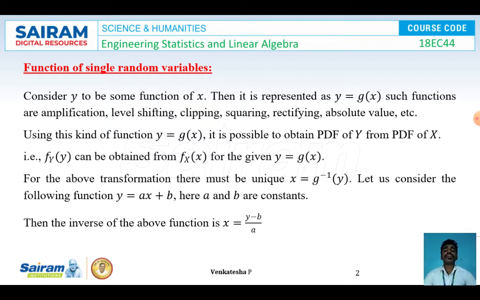So using this kind of function y is equal to g of x, it is possible to obtain the PDF of y from the PDF of x. That is, fy of y can be obtained from fx of x for the given y is equal to g of x. I mean, the density function of the random variable y can be obtained from the density function of the random variable x by using the function y is equal to g of x. Now, for the above transformation, there must be a unique x is equal to g inverse of y.